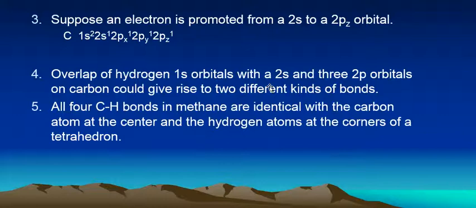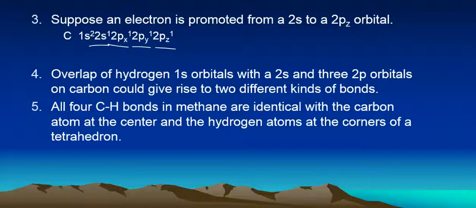And so what we're going to do is we're going to promote an electron from a 2s to a 2pz orbital. So instead of 2s2, it's now 2s1, and now I have a 2pz. And now that you see that there are single electrons in four orbitals, I can form four bonds.